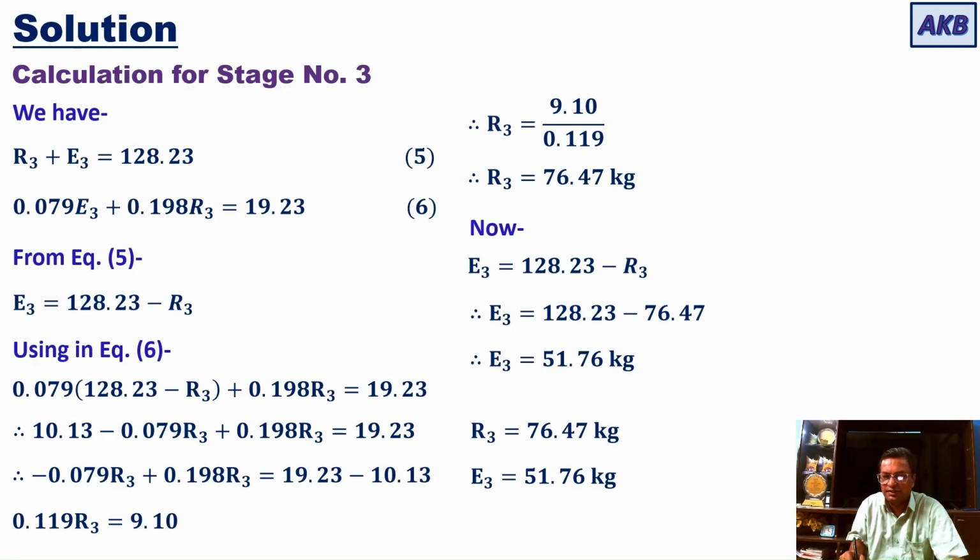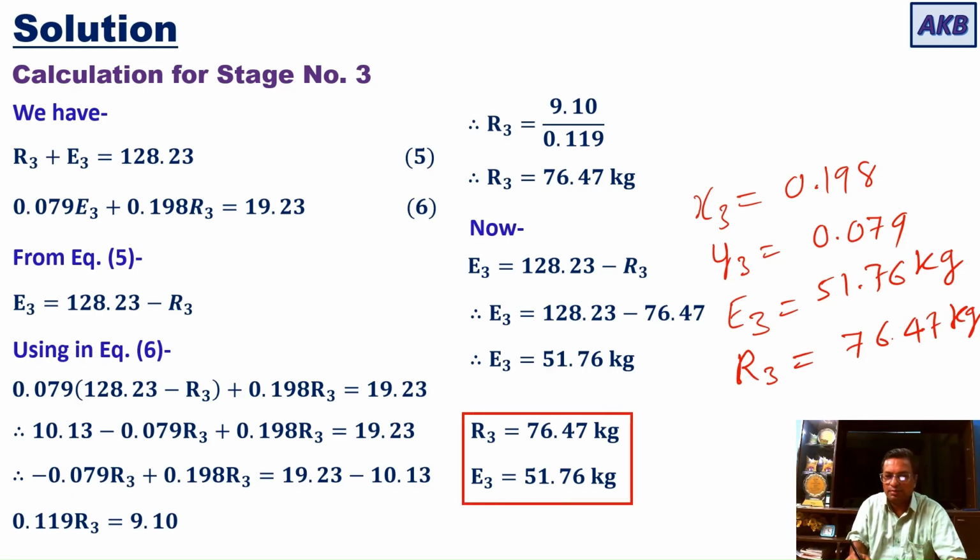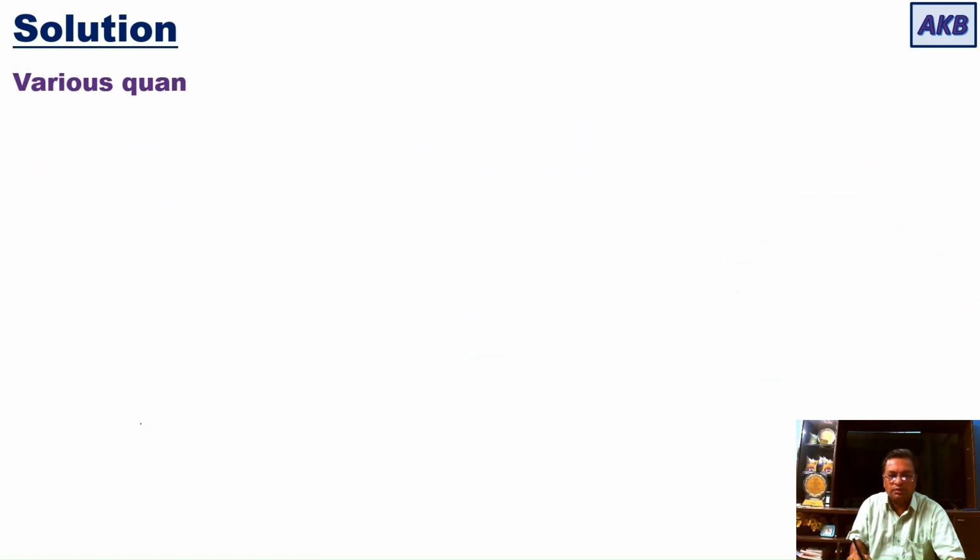So at the end of this calculation, I have got the value of X3. X3 is 0.198. Then I got the value for Y3. It is 0.079. Then I got the value for E3. It is 51.76 kg. And then I got the value for R3, which is 76.47 kg. So with this, my calculations for stage number 3 are completed. So now I will show all the quantities and compositions. We will also show the compositions that are obtained from the calculations.